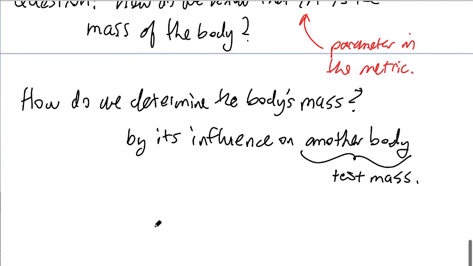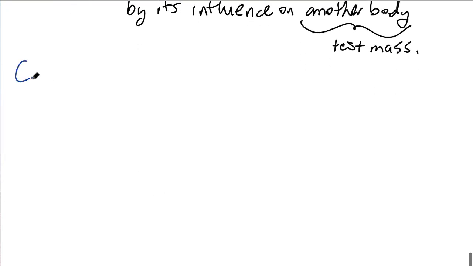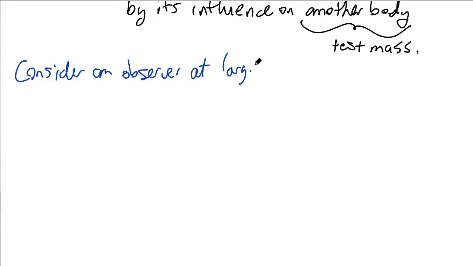For example, let's consider an observer at some large R value. So here's our body, and here's our observer very far away. Now the observer can release a satellite into a circular orbit. So here's the satellite, and here's the orbit of the satellite, circular orbit about this central body at some large radius r.